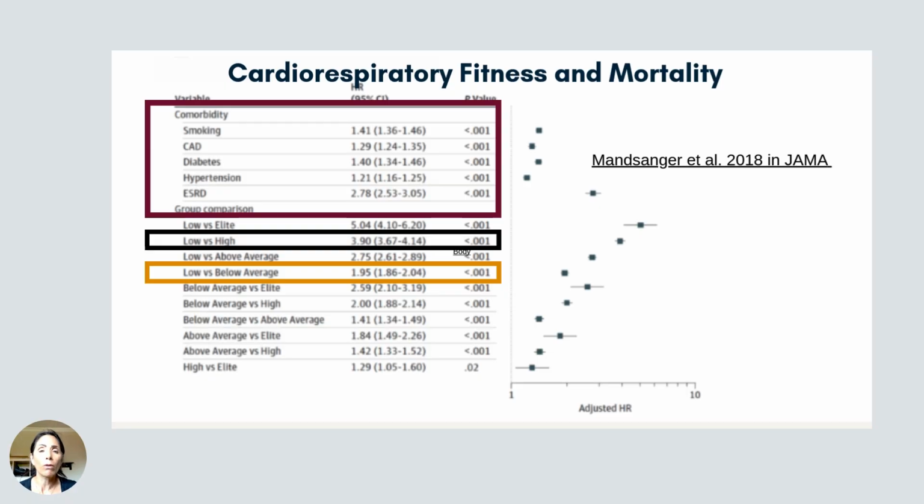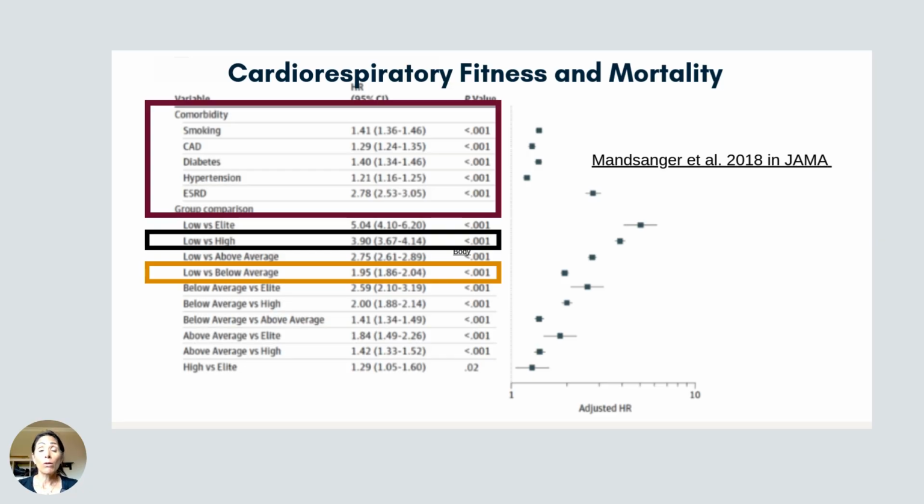And what they found was staggering. What they found was, compared to those with high fitness, those in the lowest fitness category had a hazard ratio for death that was 3.9. In other words, 390% more likely to die. Far, far, far more impactful than any of those other disease risk factors that we previously discussed.